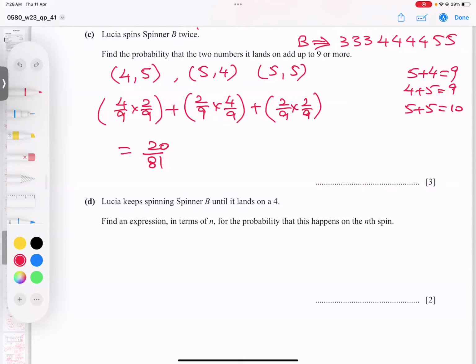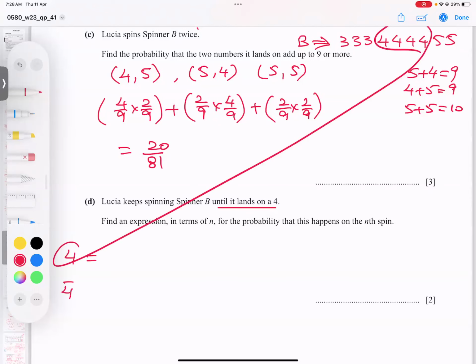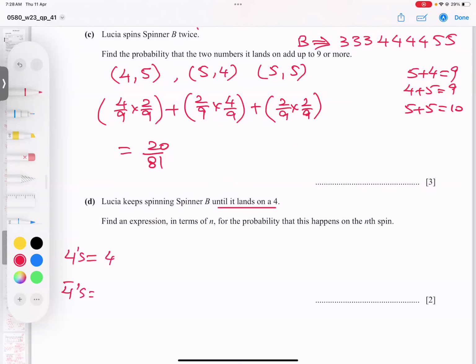It means we will talk about this kind of question, students. The best technique is that we keep on spinning until it lands on 4. So we talk about 4 and not 4. How many 4s are there? 4. So 4s are 4, and not 4s are 5. Total is 9. You know it very well.